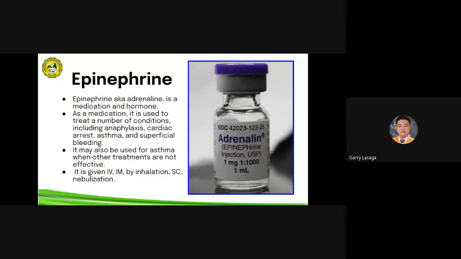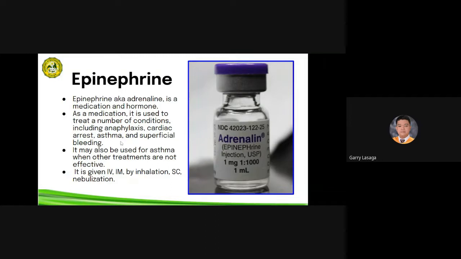So why is it indicated for cardiac arrest? Because, going back to our fight or flight response, when there is an increase in the epinephrine in the blood, there is also an increase in the heart rate. During cardiac arrest, there is a cessation of the heartbeat or a decrease in the heartbeat. So to counteract this, epinephrine is administered.